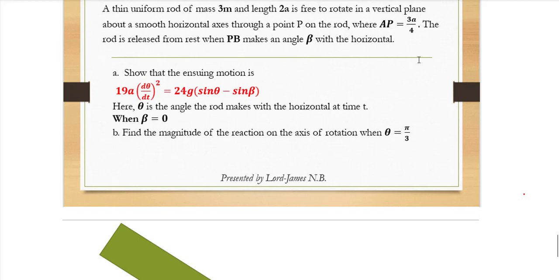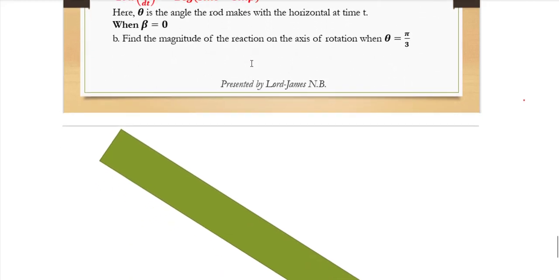So let's picture that. If PB makes an angle of beta with the horizontal initially when it is at rest, it means that the initial position was not completely horizontal. So here is our rod which is inclined at a given angle. Let us label our rod. Here we have A and on this side we have B.